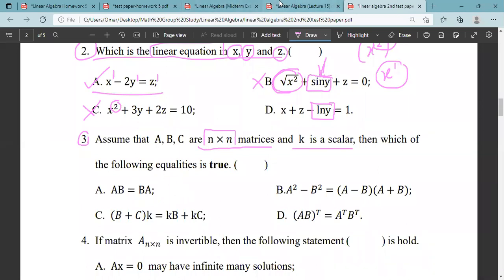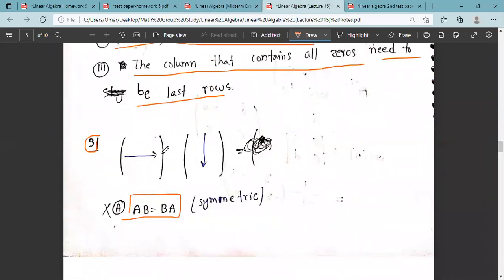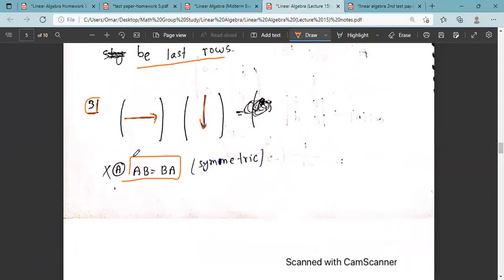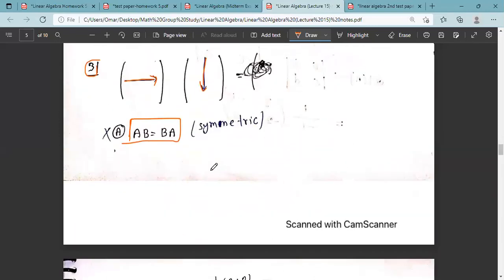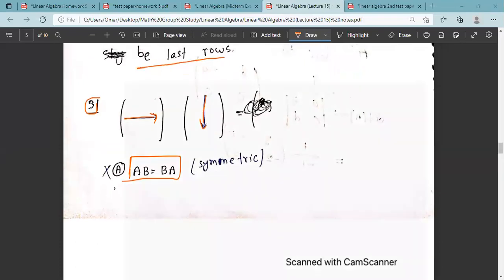AB is equal to BA, right? So here, if you multiply, you have to go from left to right and then top to bottom, right? This way we multiply two matrices. So AB equal to BA, this is symmetric, okay? So let's see how this is symmetric. Symmetric matrix.